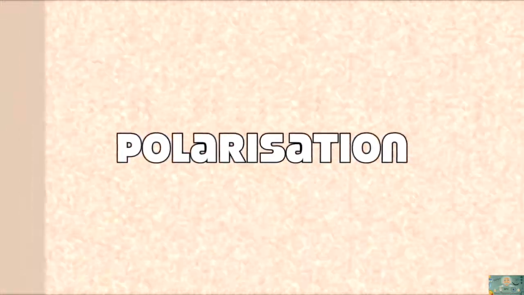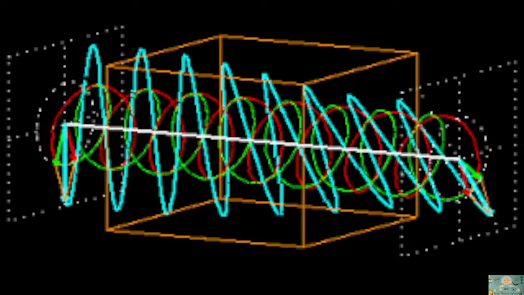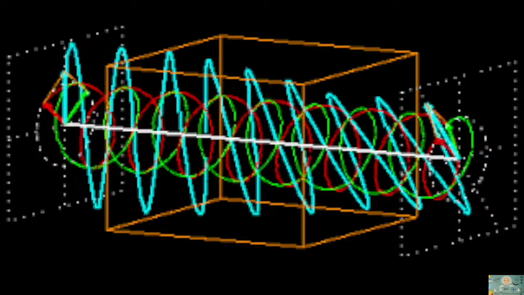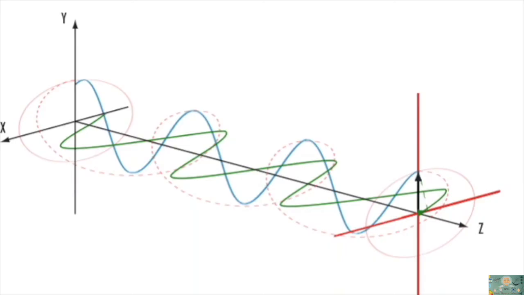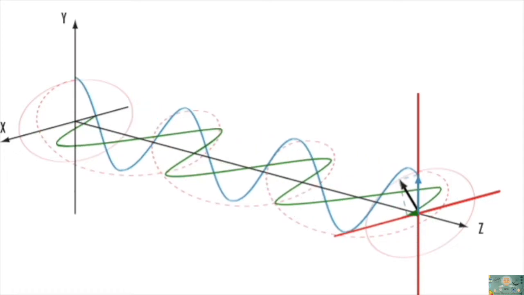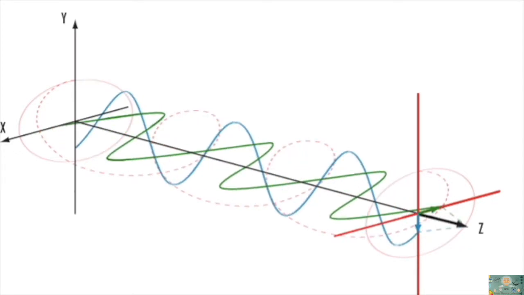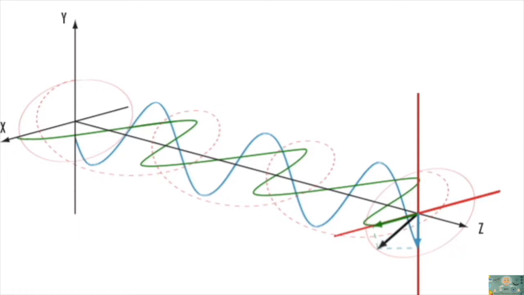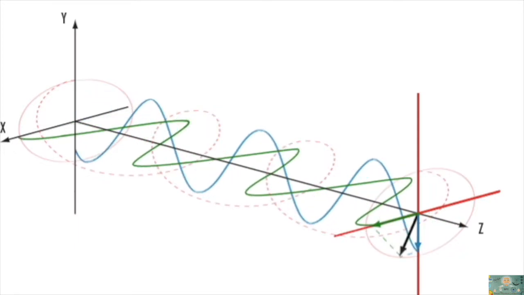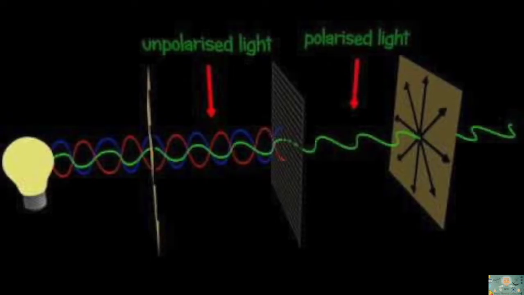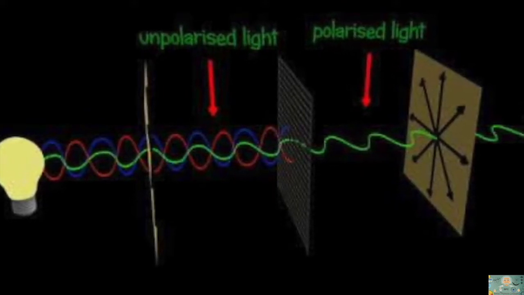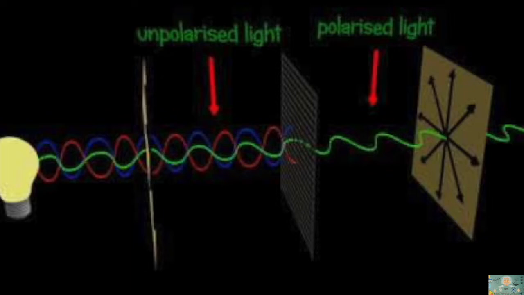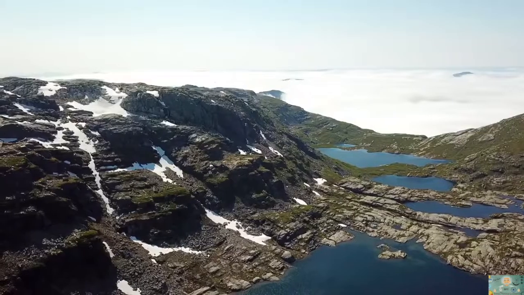And polarization. The process of transforming unpolarized light into polarized light is known as polarization. Since light is an electromagnetic wave which is transverse in nature, the electric and magnetic fields vibrate perpendicular to each other. In this polarization process, one of the components of the electromagnetic wave is filtered out by using a polarization filter. We use light to study the nature of matter.